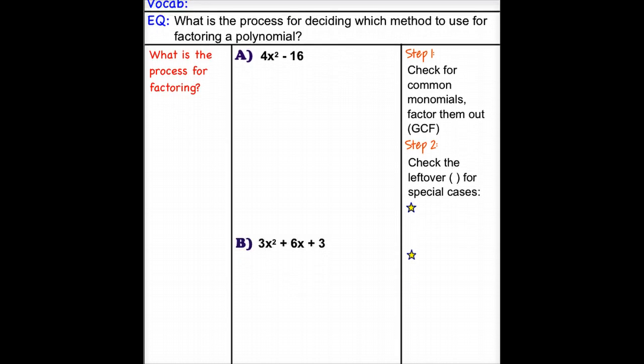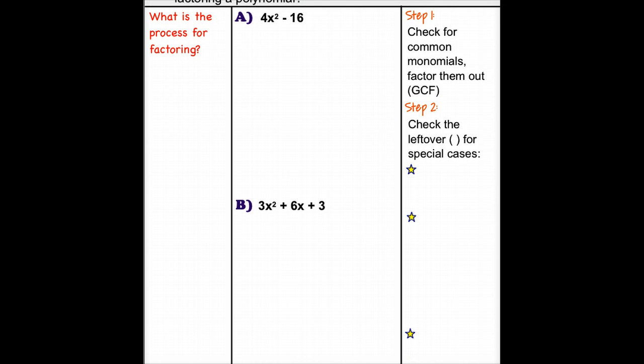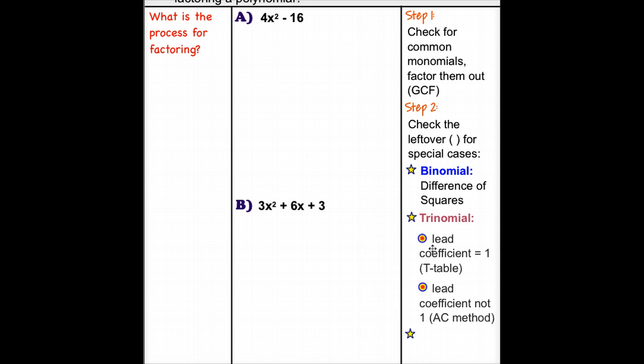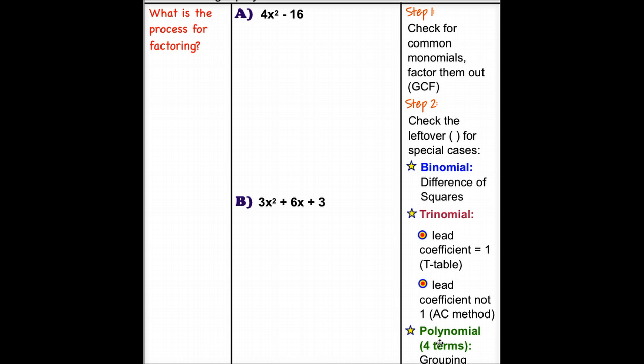Those special cases include if we have a binomial, we'll imply a difference of squares if we can continue to factor it. If there's a trinomial, then we want to look at that lead coefficient, or a value. If it is equal to 1, then we'll use a t-table. If it is not equal to 1, in other words it's greater than 1, then we'll use the AC method. And finally, if we have a polynomial, or as we call it, a quadnomial, this is where we're going to use our grouping methods.